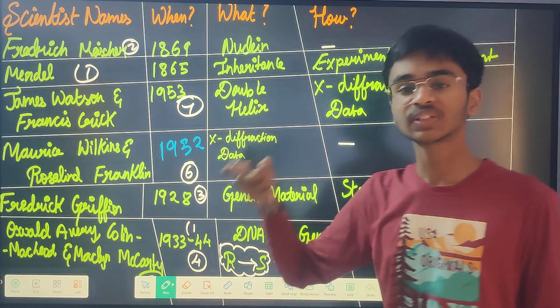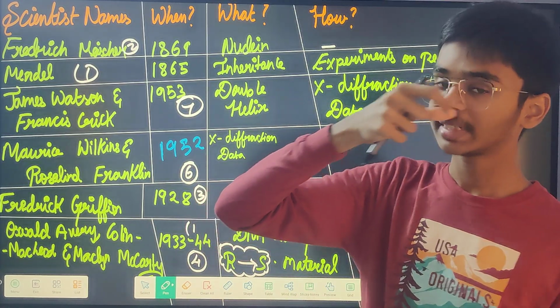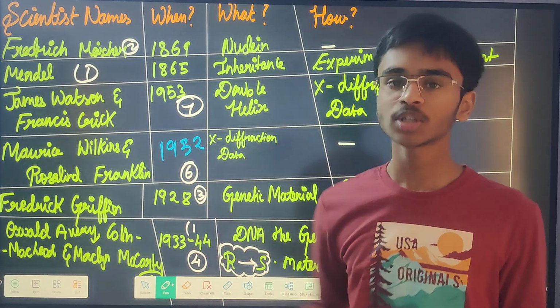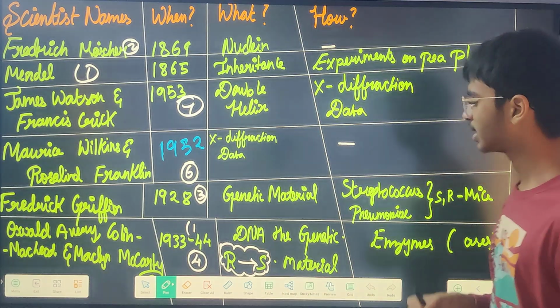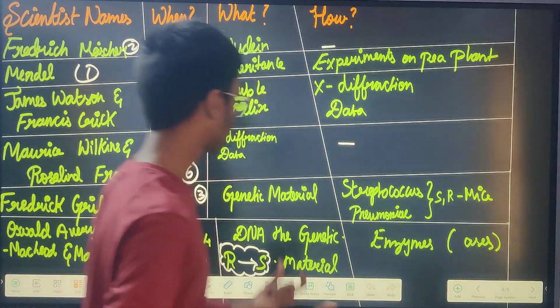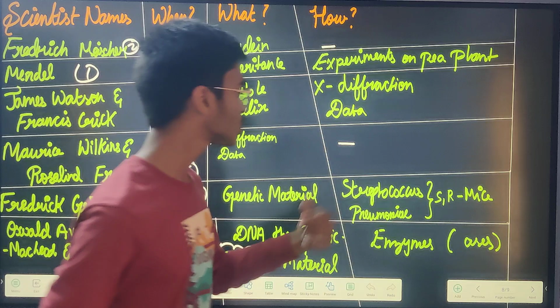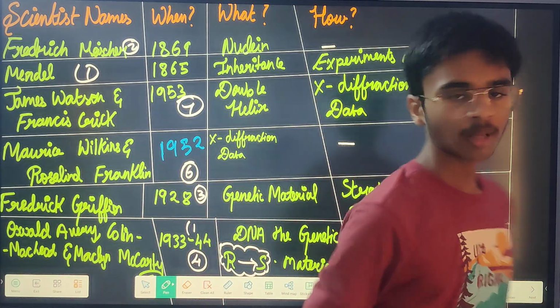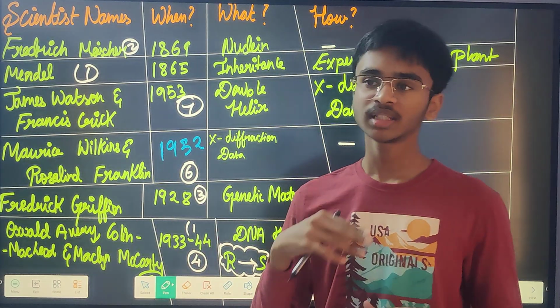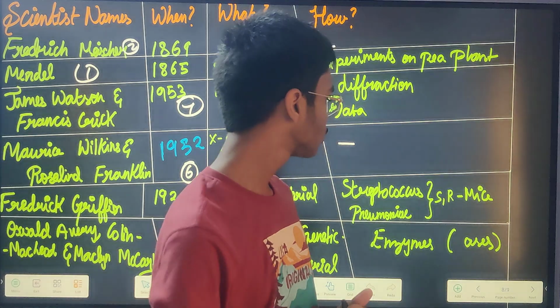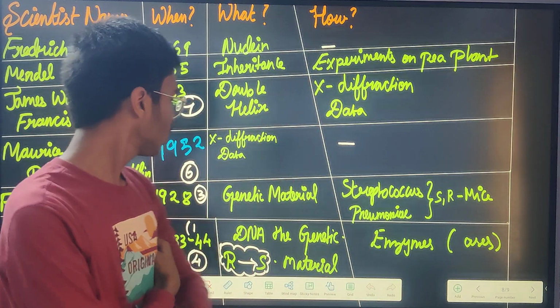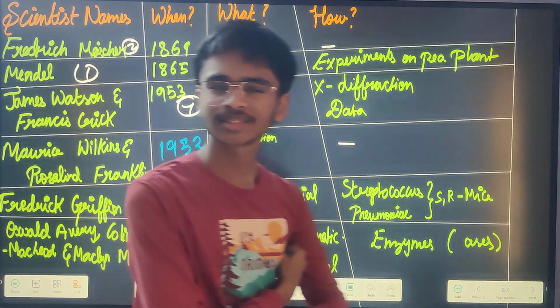Okay, so Frederick Griffin in the year of 1928. He did research on this genetic material, which is what we are going to see now. Based on this genetic material, he used Streptococcus pneumonia, and he just used mice.